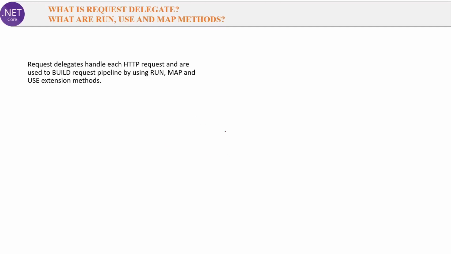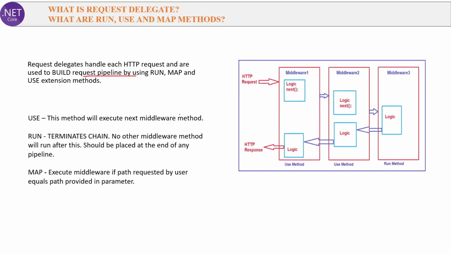Request delegates handle each HTTP request and are used to build the request pipeline by using run, map, and use extension methods. Now in the diagram you can see we have three middlewares. This is an example I'm giving to show you how these run, use, and map methods work. So here in the diagram you can see we have three middlewares.